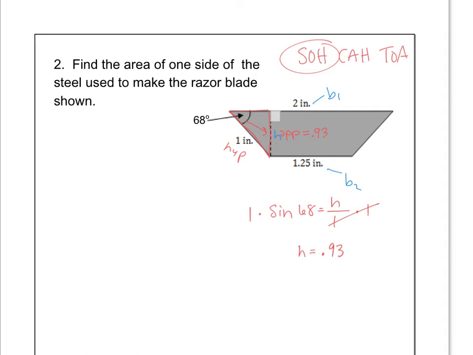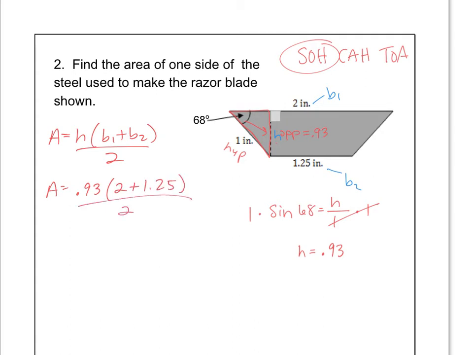All right, I believe this is a trapezoid, so we're going to do the trapezoid formula, which is height times base 1 plus base 2, divide by 2. So our height, that's what we just figured out. It's 0.93. Our bases are 2 and 1.25, so we add those together and divide by 2. Please practice typing it in.